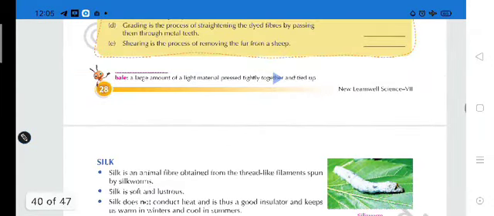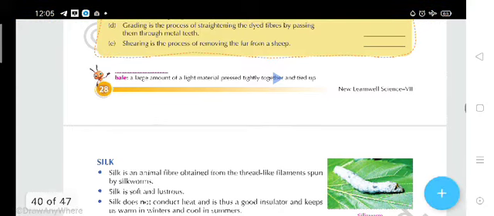Now students, in this chapter there was a word, what? Bale. What is a bale? A large amount of a light material spread tightly together and tied up.